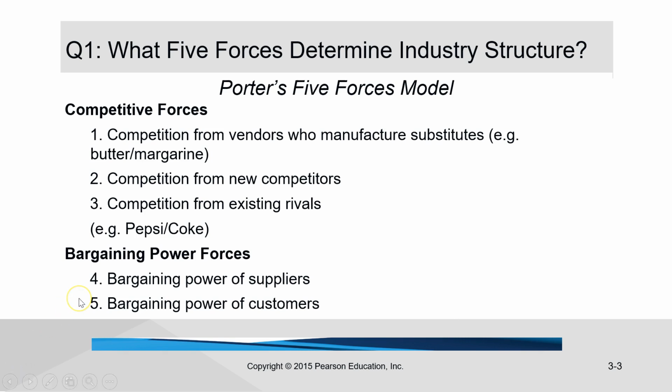Competitive force number 1 is competition from vendors who manufacture substitutes. As an example, let's think about butter and margarine. For some people, butter and margarine are substitutes. Other examples are Crest and Colgate toothpaste, or coal and petroleum, or Uber and Lyft. When substitutes are readily available, there's a greater danger of customers taking their business elsewhere. This is also true when there's high competition from new competitors, the second of the 5 forces in Porter's model.